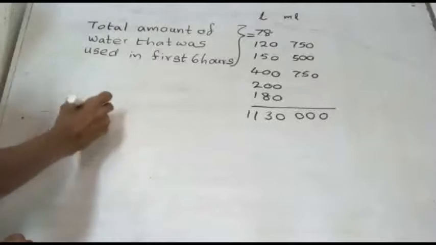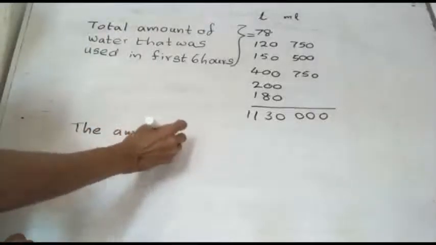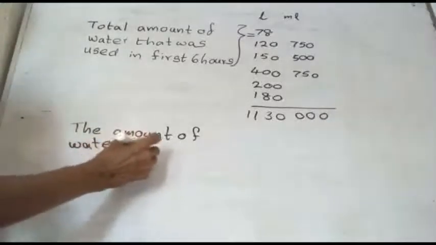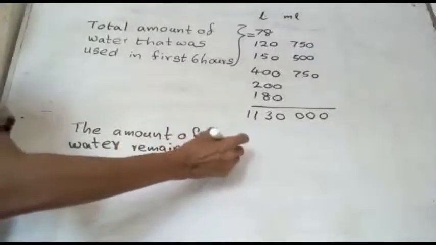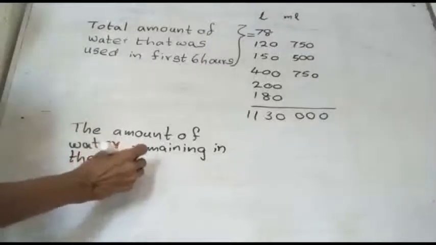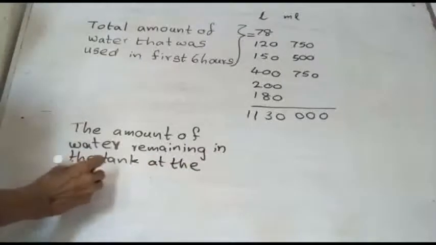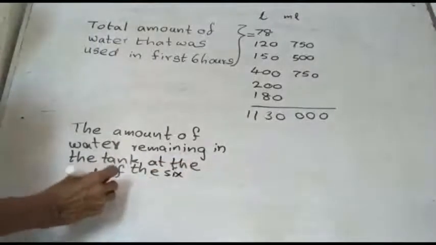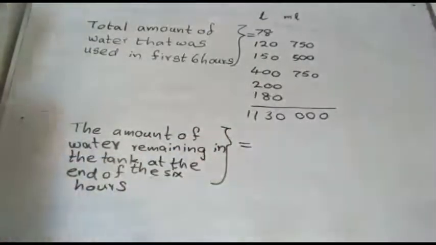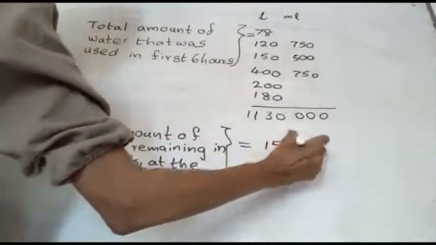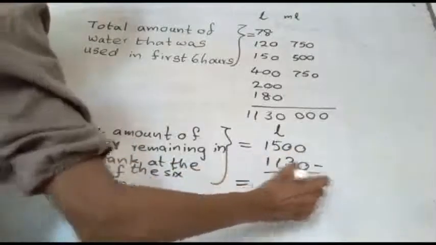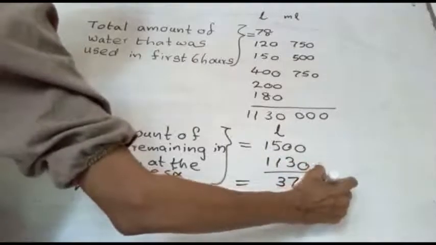The amount of water remaining in the tank at the end of 6 hours is equal to 1500 liters subtract 1130 liters, which is equal to 370 liters.